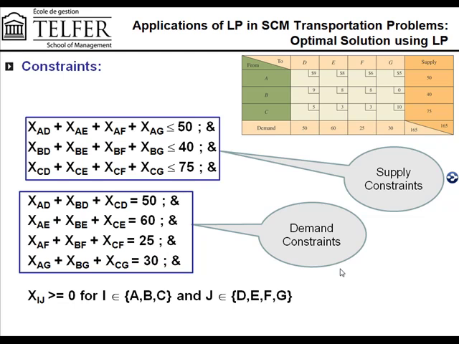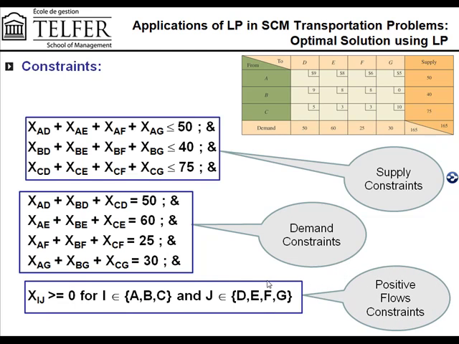The last set of constraints, like I said, are your non-negativity constraints. So all of your flows are positive. So x sub ij is greater than or equal to 0, where i is either A or B or C, and j is either D, E, F, or G. So those are your supply points, those are your demand points, and what you're saying is all of the flows between the supply and demand points are greater than or equal to 0. So you cannot have a negative flow in the final solution that you work on from your tool.